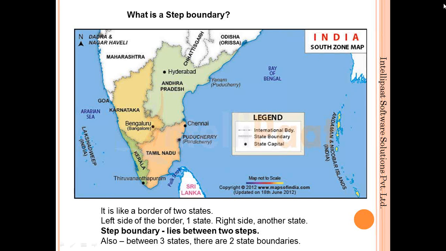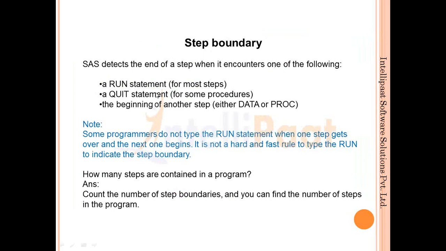Similarly, when we are working with a SAS program, we have step boundaries between two steps, which show that my first step has been completed and now I'll be working with the next step. In a SAS program, SAS detects the end of a step when it encounters one of the following: a run statement, or a quit statement, or the beginning of another step. When I say the beginning of another step, you get either a data keyword or a proc keyword. If SAS encounters any of these three things in the program, it starts another step.